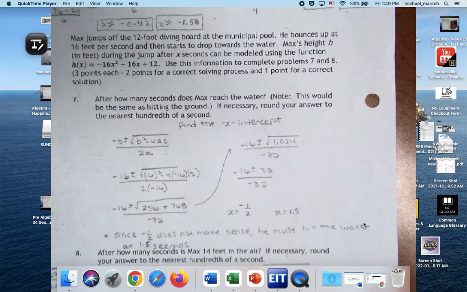Okay, so when I do that, I find that my x-intercepts are negative 1/2, which doesn't make sense, because you can't be negative 1/2 seconds out of the water. And you get x equals 1.5. So this is 1.5 seconds, when he hits the water. He goes up and he comes down. Right, when you jump on a diving board, you go up a little bit and then you come back down.